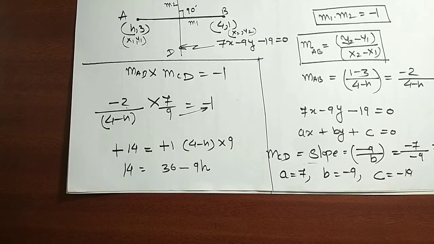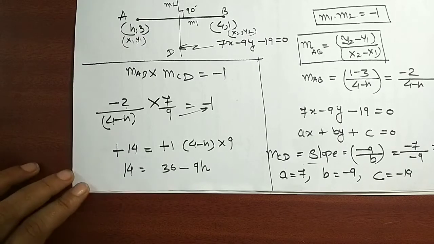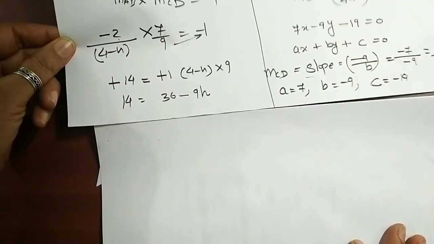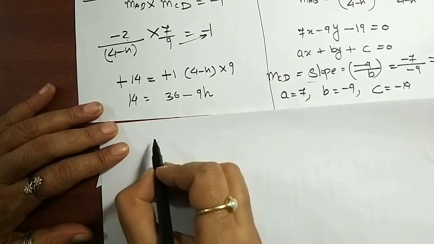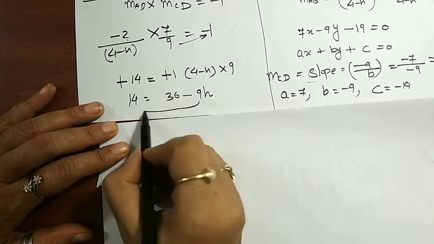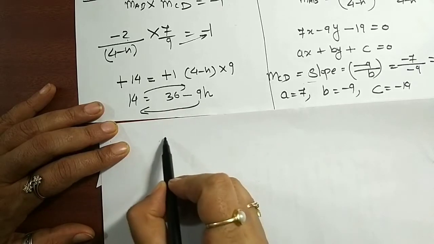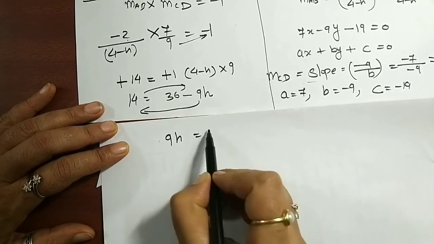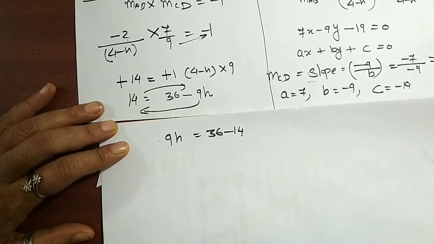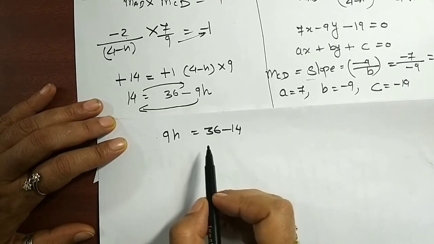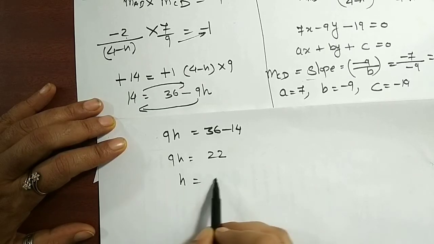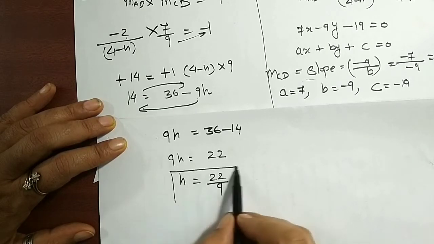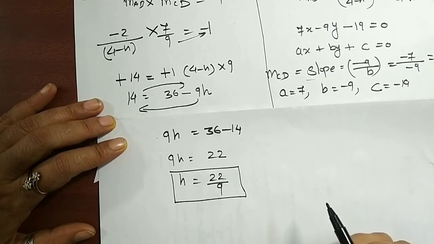Now this will be 14 is equal to 9 4s are 36 minus 9h. So in order to solve it, what should I do? This is my 14 is equal to 36 minus 9h. So I can take this side and this will come here. So it will become 9h is equal to 36 minus 14. So this will become 9h is equal to 22, which means h is 22 by 9. So this is my answer. I hope you got it.